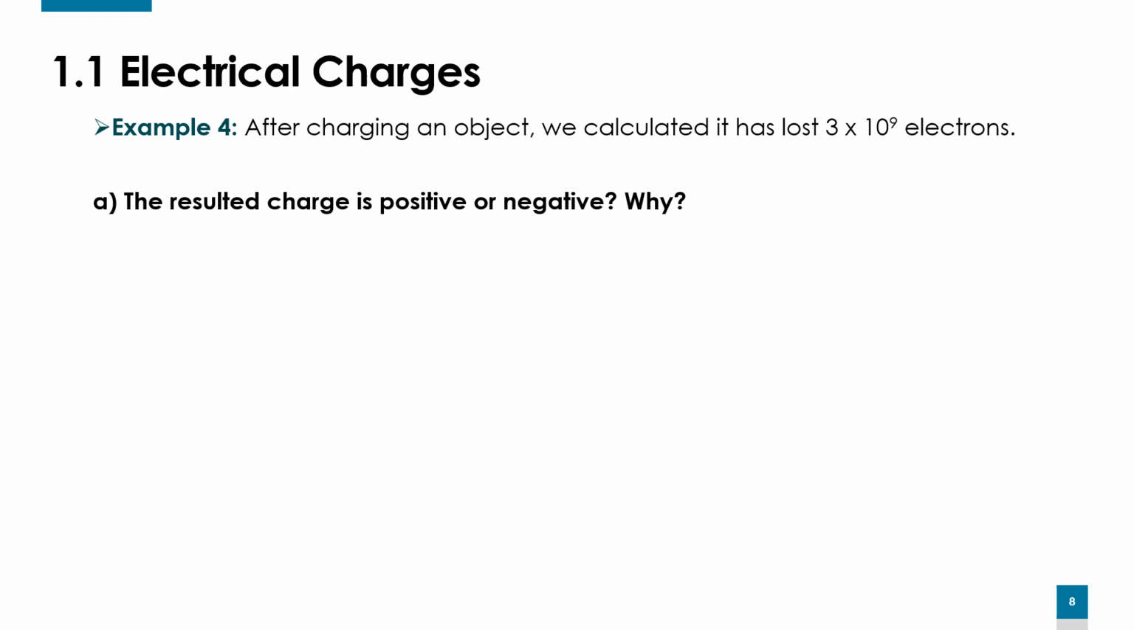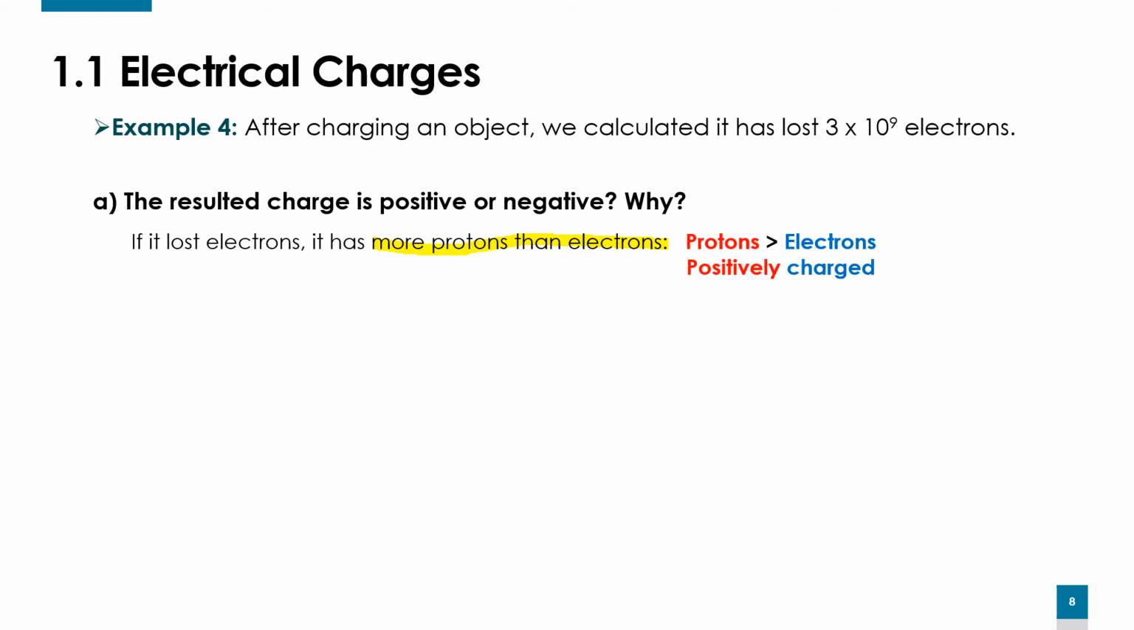I lost electrons, I lost negative charge. If I lost negative charge, I have more positive than negative, right? So if it lost electrons, it has more protons than electrons. So I have more protons than electrons. If I have more protons than electrons, is it negative or positive? It's going to be positively charged. Okay?